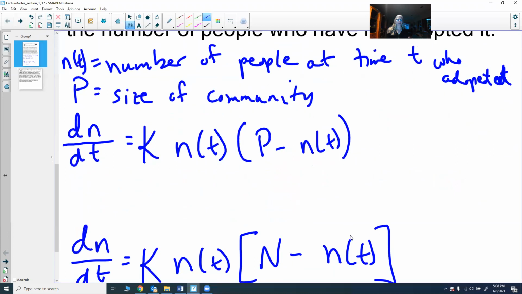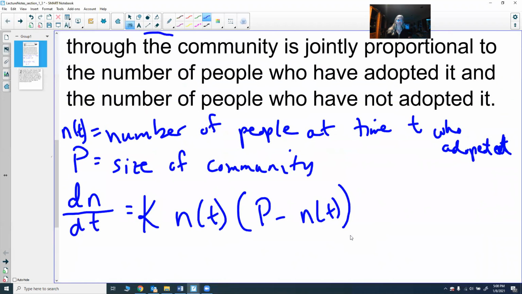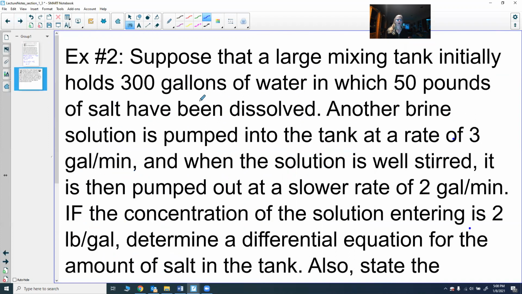Now we are going to make one little assumption here. The assumption we're going to make is that at time 0, there were 0 people who had adopted it. That's probably not the safest assumption, but that would give me my initial value. All right, let's try another problem.